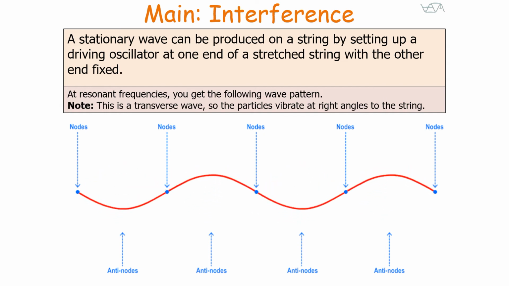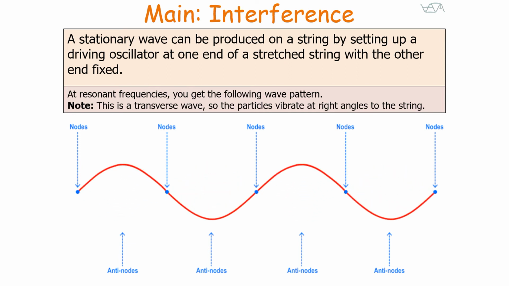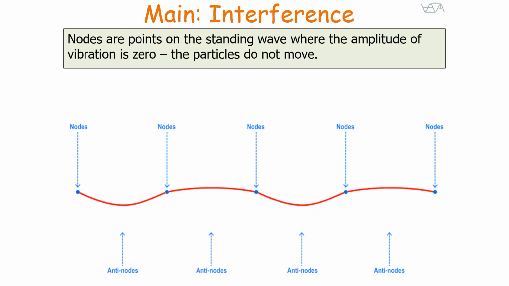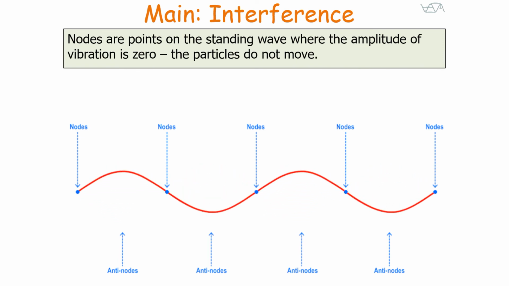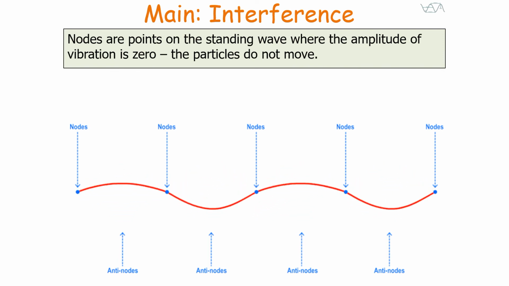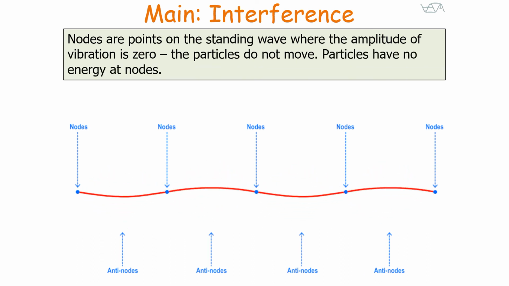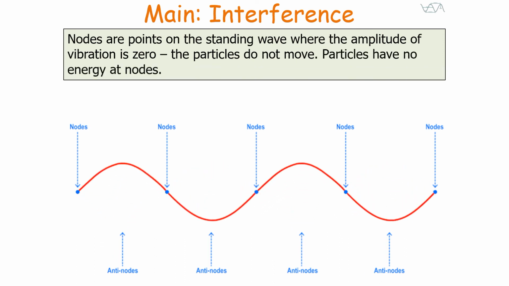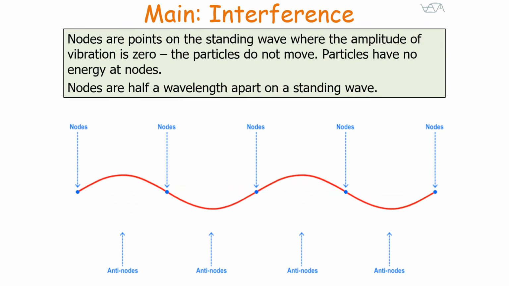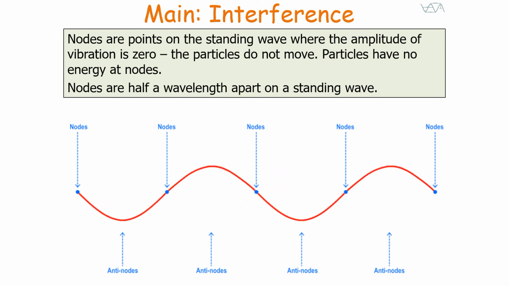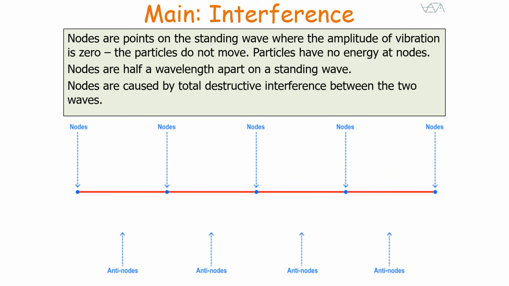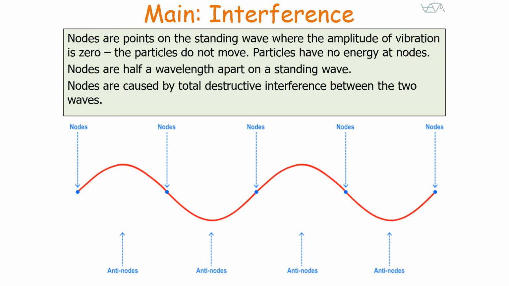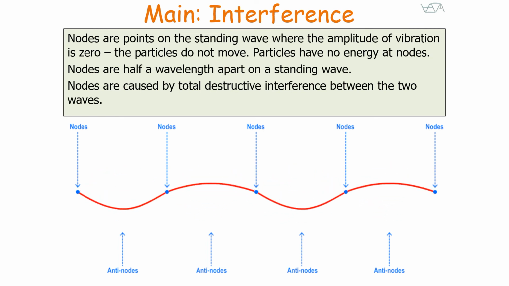Now, you'll notice that there are two types of labels on these diagrams. Nodes are points on the standing wave where the amplitude of vibration is zero. The particles do not move. Now, it's important to know that at nodes, the particles present have no energy. Nodes are half a wavelength apart on a standing wave. Nodes are caused by the total destructive interference between the two progressive waves that produce your standing wave.